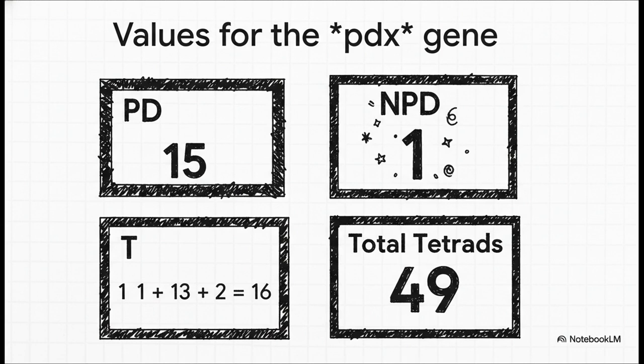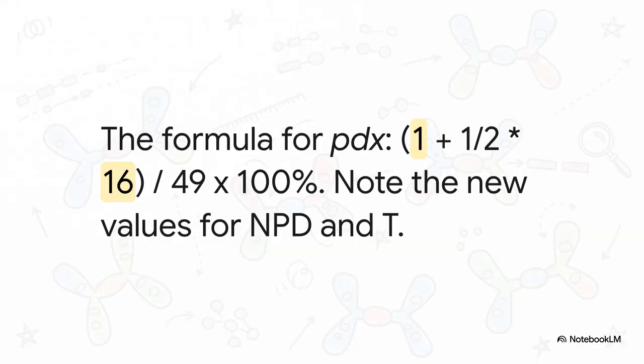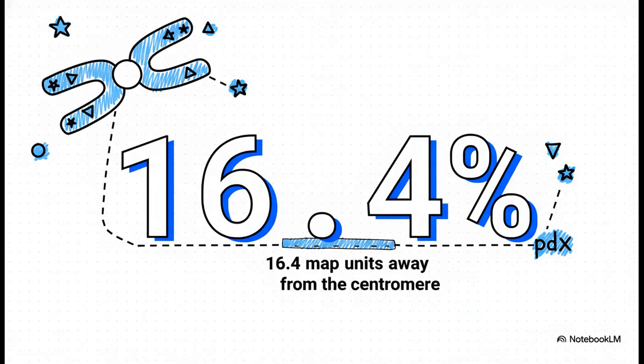These new values are going to give us a totally different result. Plugging these new values in, we get 1 for NPD plus half of our 16 tetratypes, all divided by 49. So let's run that calculation. And that calculation gives us 16.4%. Just like before, this means the PDX gene is 16.4 map units away from the centromere. We've just found our second location.